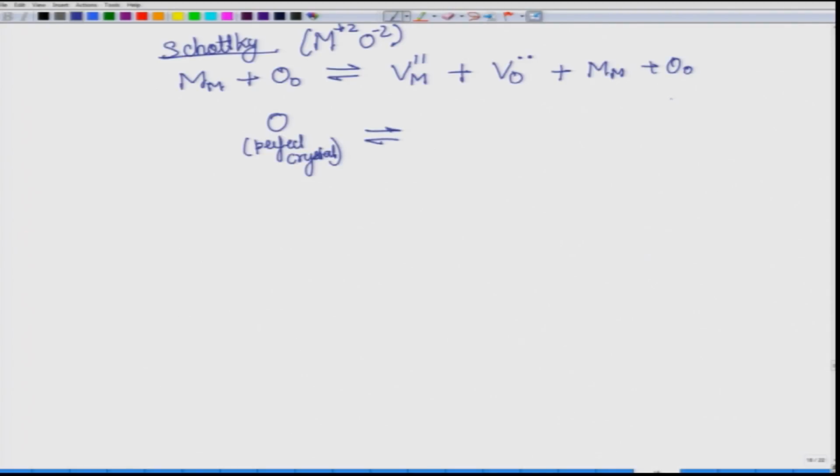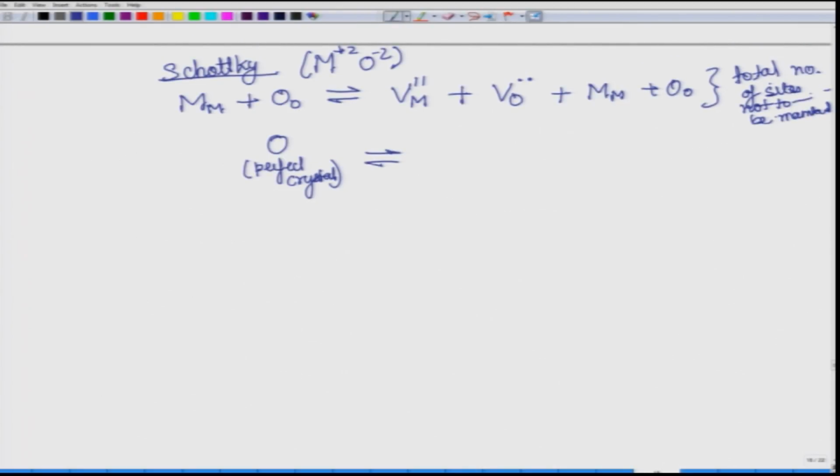This is not trying to maintain the total number of sites. We are not trying to show the total number of sites. Like I said, the total number of sites need not be maintained, only their ratio. That is why here the total number of sites has not been maintained, but the vacancy ratio has remained the same, and therefore we can write it as V M. So, this is how you can write a Schottky defect as a defect reaction.